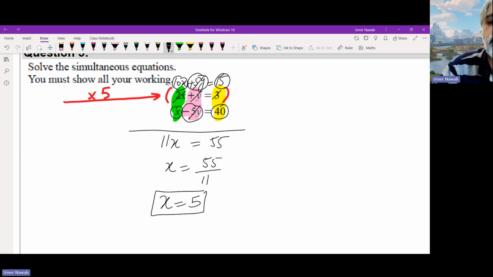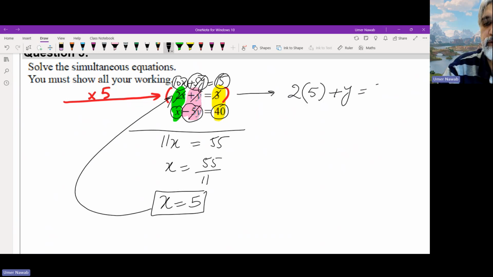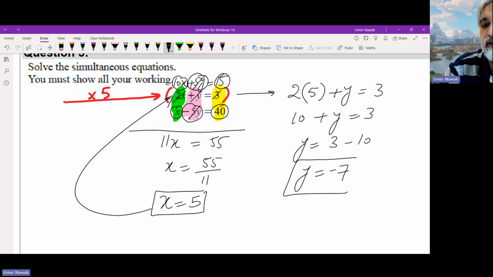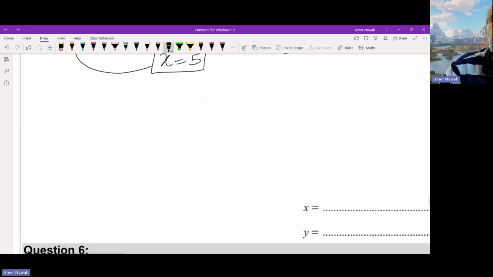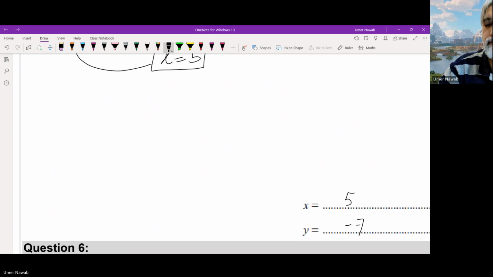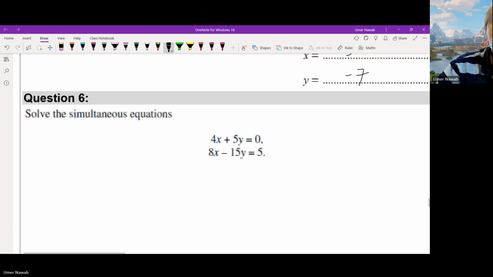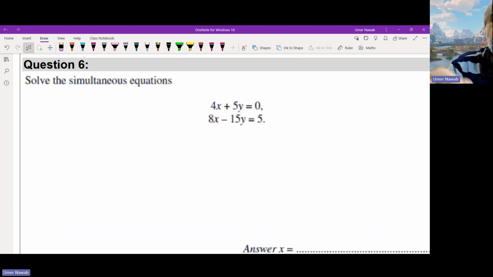Now, once I get this one, I'm ready to substitute into the first equation. So 2 in the place of x, I write 5, plus y is equals to 3. 10 plus y is equals to 3. y is equals to 3 minus 10. And y is equals to negative 7. And here you go. We are done with this question.